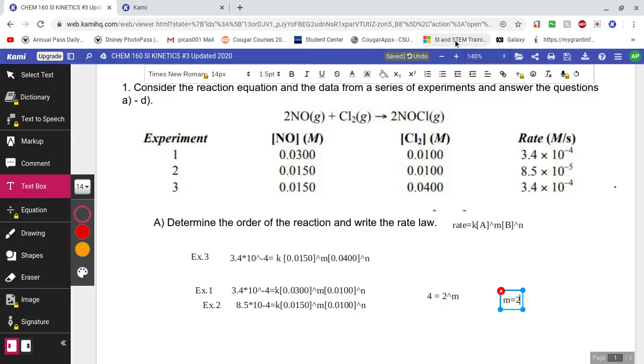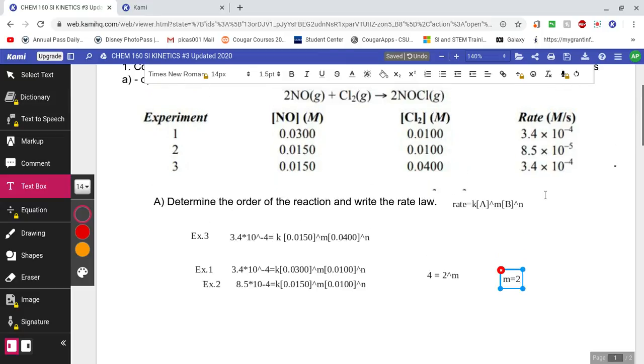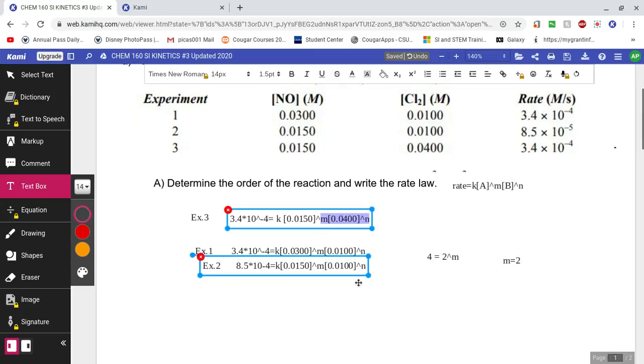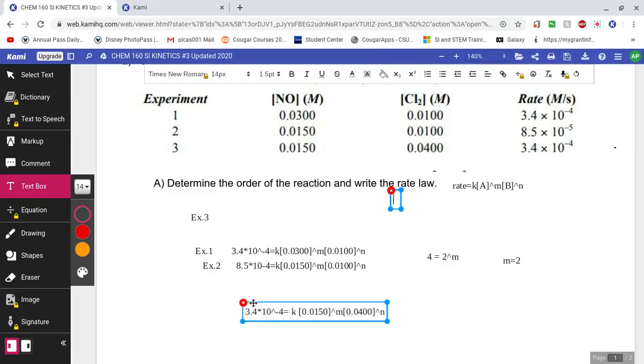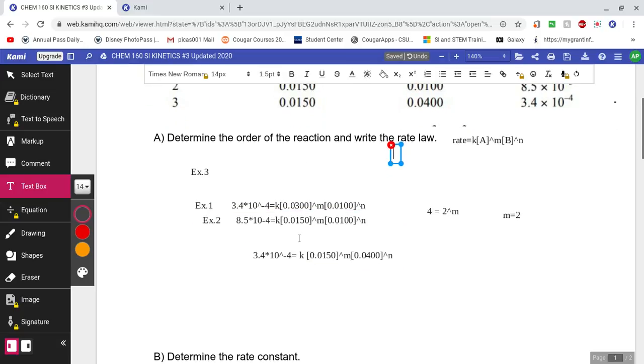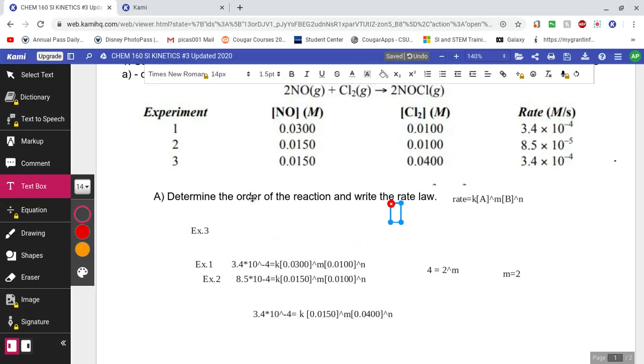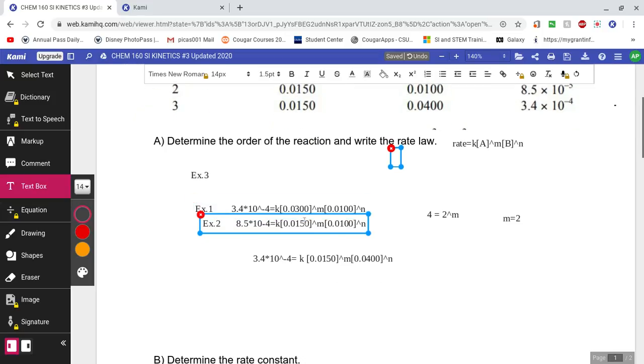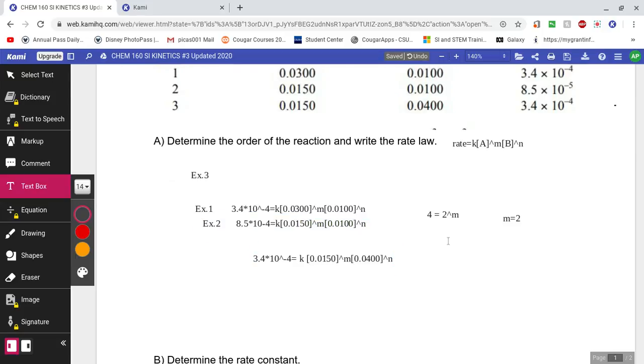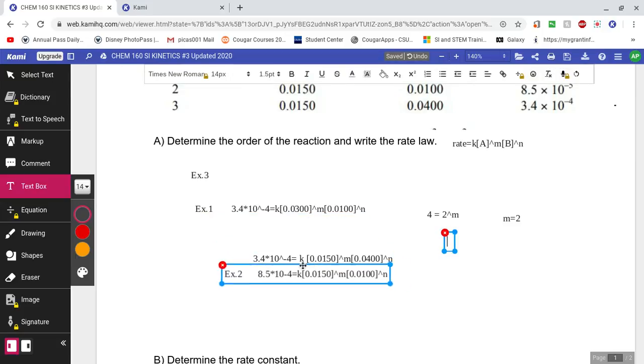Now we do the exact same thing, but instead we want NO to be the same and Cl2 to be different in order to find the order of Cl2. So simply take experiment 3. Let's grab this one, put it down here. And now we will take experiment 2, because that's where NO is the same. Grab it, and divide them by each other.